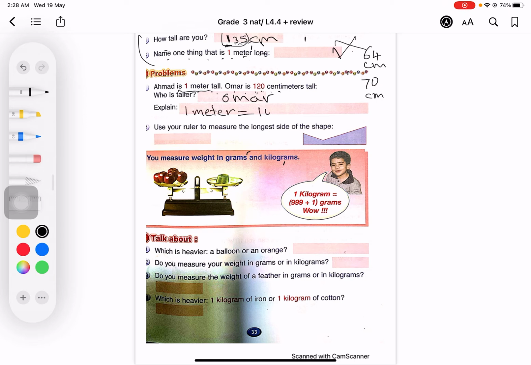Ahmed is only 1 meter. 1 meter is what? Who is tall first? Of course, Umar is tall. We write here Umar. But why? Because Umar is 120. Ahmed is only 1 meter.